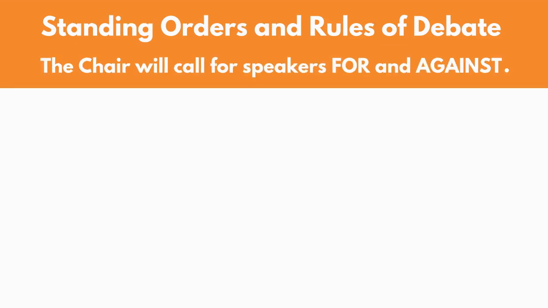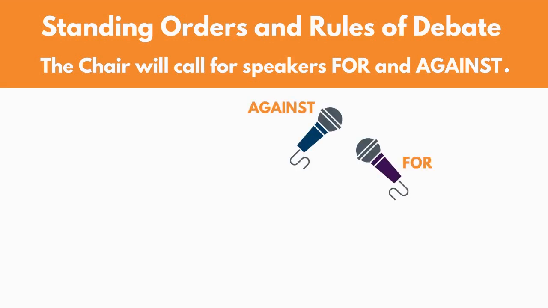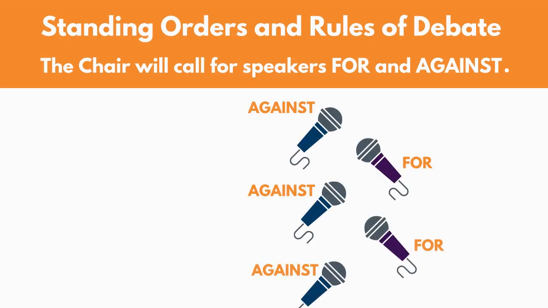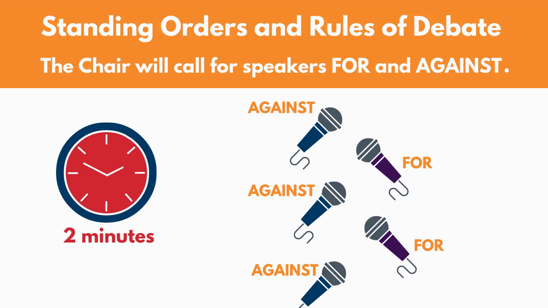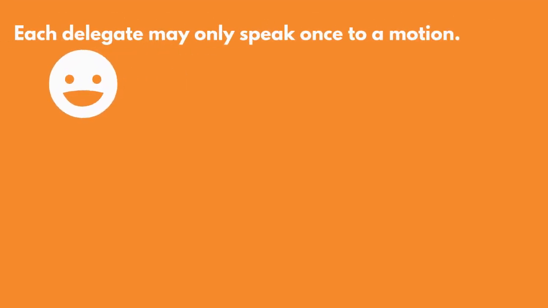Once the mover of the motion has spoken, the chair will call for delegates to speak for and against the motion. This will be in the sequence of against, for, and so on. All speakers, other than the mover of the motion, have a maximum of 2 minutes. If you wish to speak, you should quietly move to the appropriate microphone and wait for the chair to call you to speak. Each delegate may only speak once during the motion, so it is a good idea to have some points prepared before you speak.